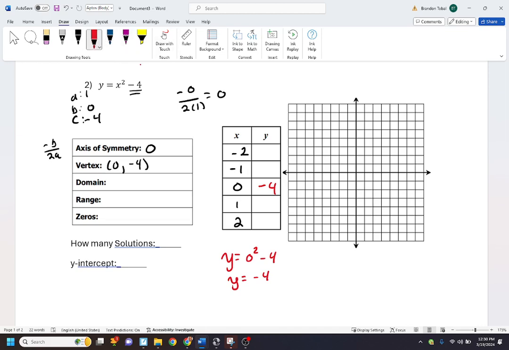Again, you repeat the process. So it's going to be repeat the process with 1 or negative 1. I'll plug in if you really need to. So it's going to be 1 squared minus 4. 1 minus 4 equals negative 3. So this is negative 3. This is negative 3.